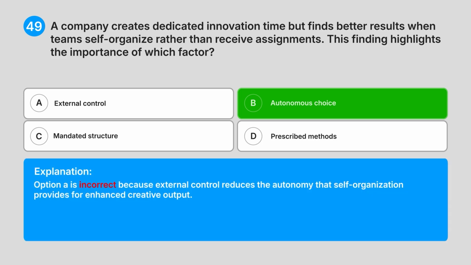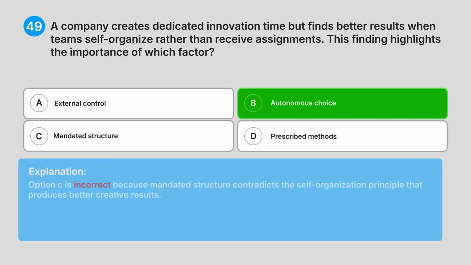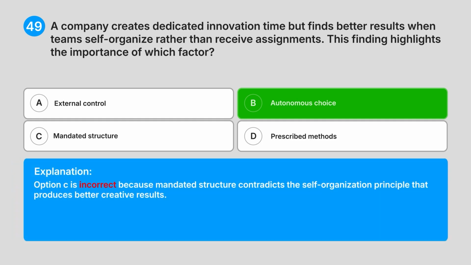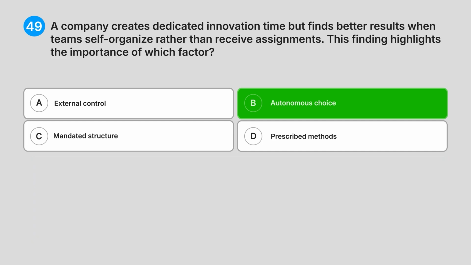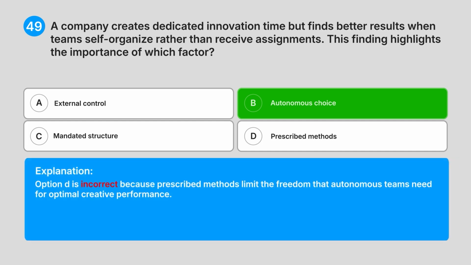Option A is incorrect because external control reduces the autonomy that self-organization provides for enhanced creative output. Option C is incorrect because mandated structure contradicts the self-organization principle that produces better creative results. Option D is incorrect because prescribed methods limit the freedom that autonomous teams need for optimal creative performance.